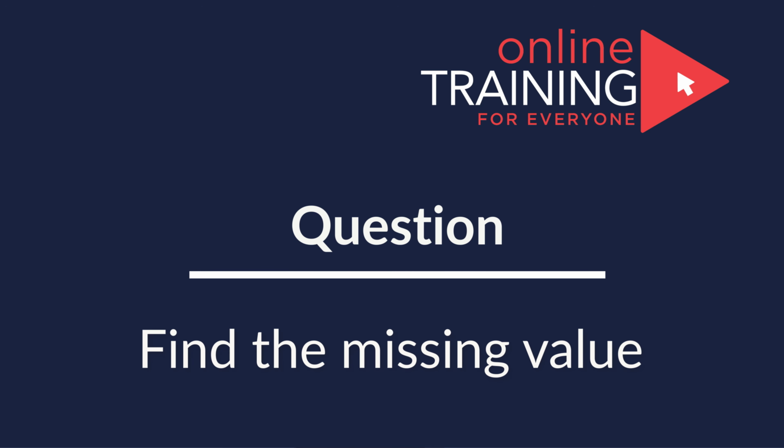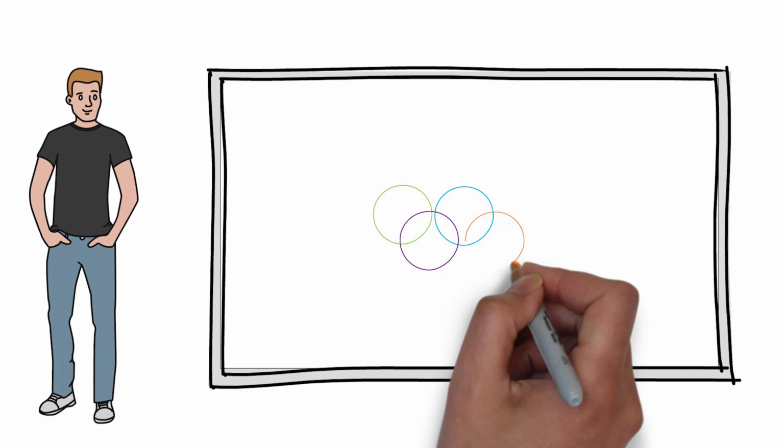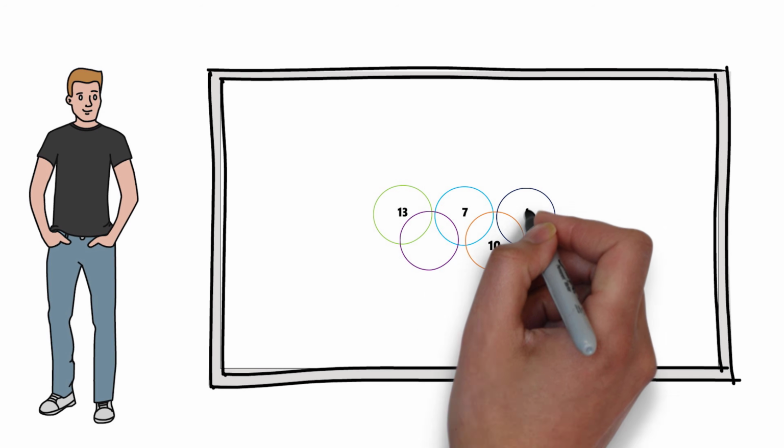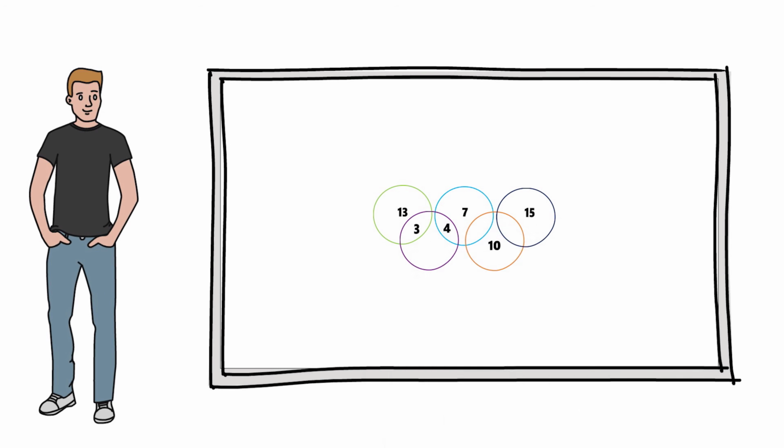This is one of my favorite questions because it is very frequently used in the test. You're presented with 5 crossing circles. All circles are of different colors. There are numbers inside the circles, as well as numbers on the intersections of the circles.